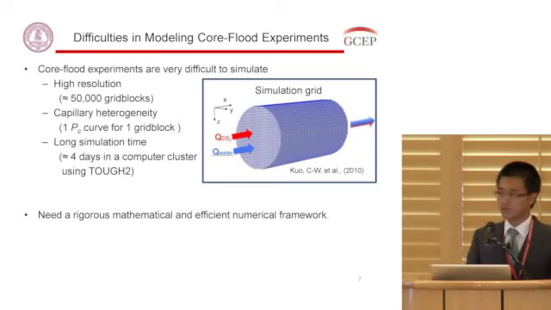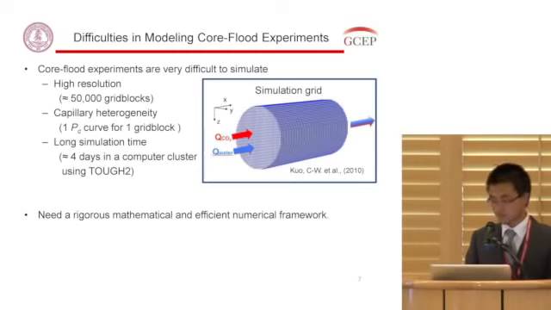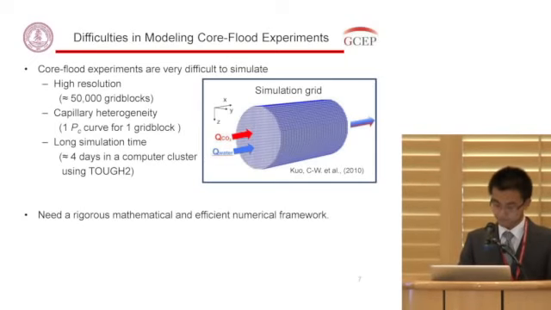And also, we were not sure whether we were using the most effective numerical strategy. And neither were we sure that the numerical approaches we used gave us the correct answer. So before we can study the scale translation problem and account for the small-scale heterogeneity, we first need to have a rigorous mathematical and efficient numerical framework that models capillary heterogeneity correctly.